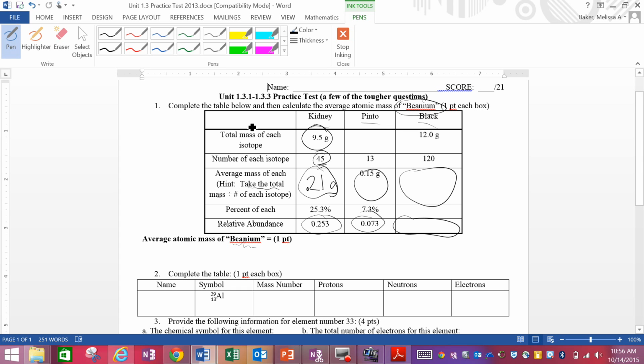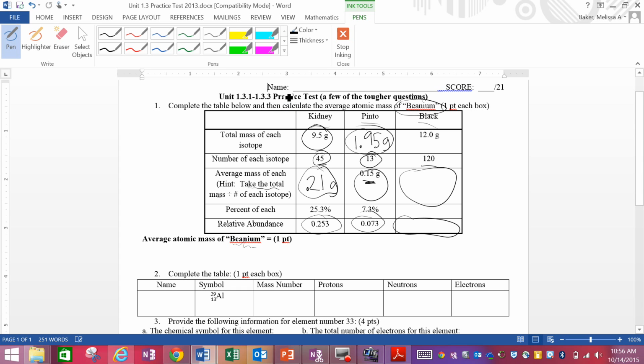We already know the pinto beans' mass of each, and this is really not even information we need, but just to prove we understand this table, how much would all 13 pinto beans weigh together if each one weighs 0.15? So you have to multiply these two numbers, 1.95 grams.